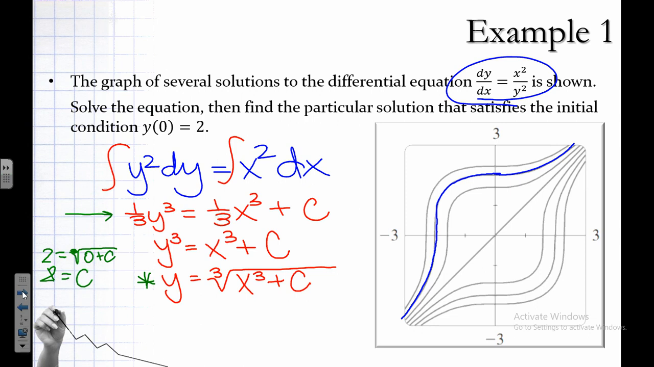Yeah. Nice. I was thinking up here. I don't know what I was thinking. If you plugged in 0 and 2 up here, you would get a different C value, but when you get to this part, it would still look the same. All right? So y is the cube root of x cubed plus 8. That is your particular solution. No, you cannot reduce that. Don't try.